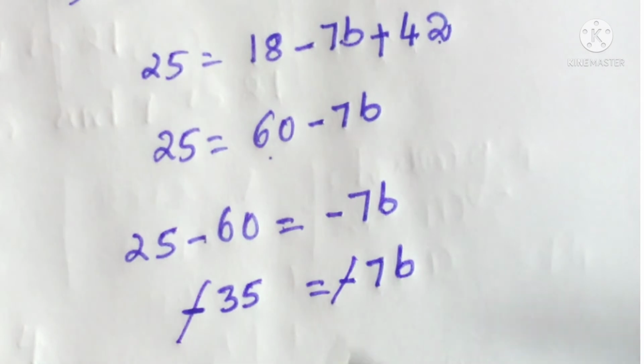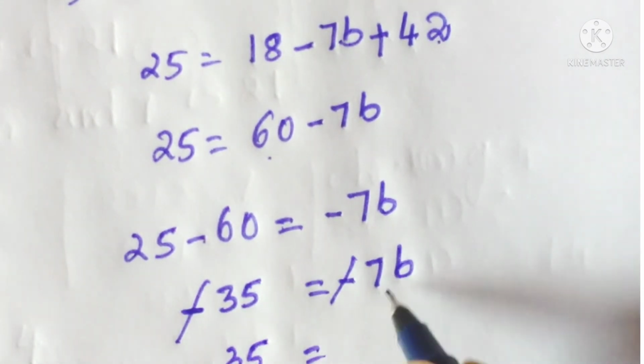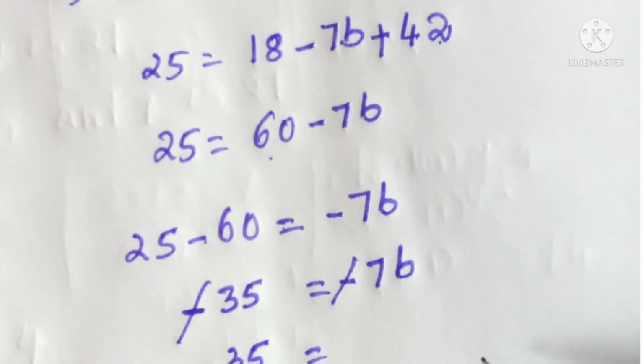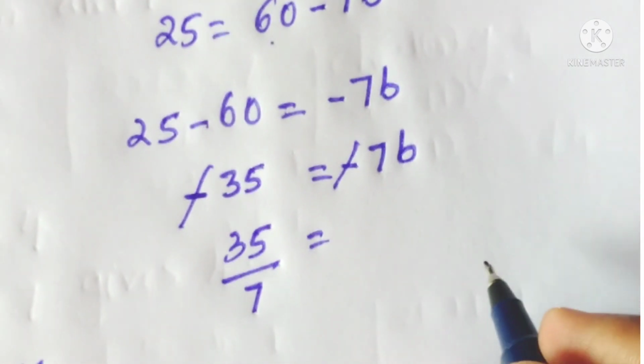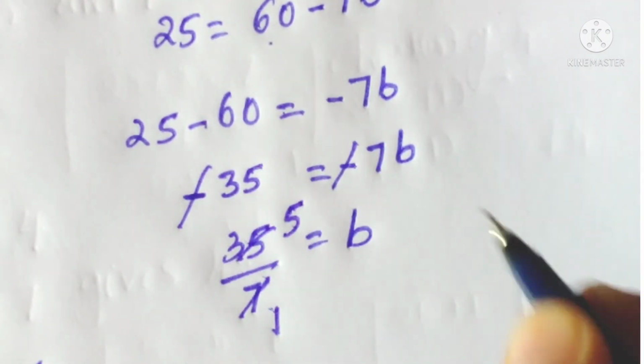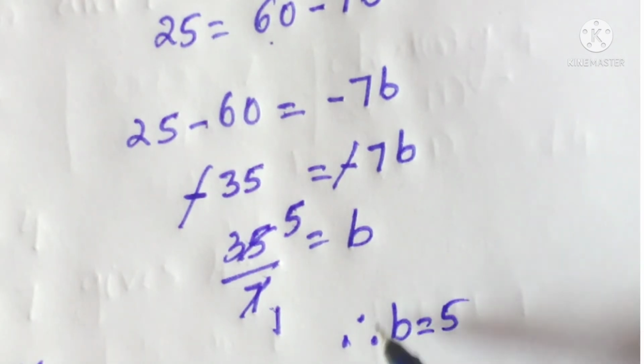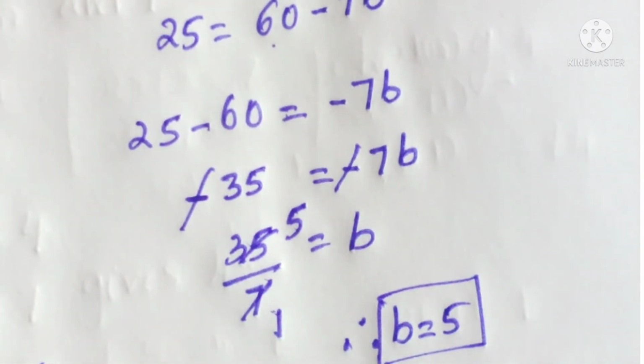So minus on both sides will get cancelled. So if we transpose 7 to this side, it comes under division. Right. So 7 ones and 7 5s. So what is the solution here? b equals 5 is the solution.